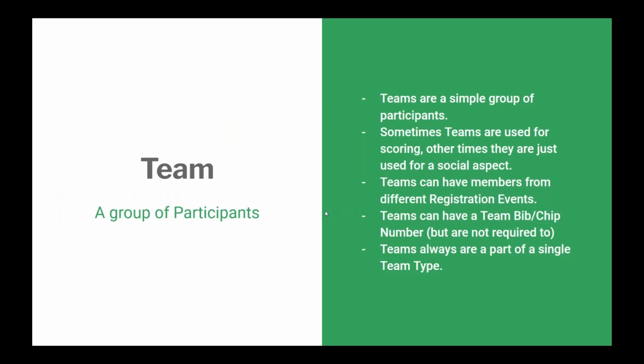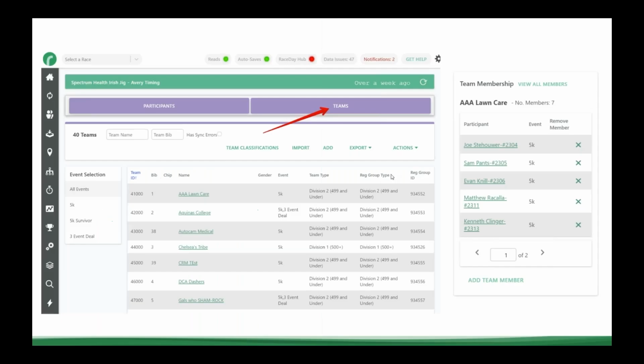So a team is a group of participants. It's a simple group of participants. A lot of times they're used for scoring, other times it's just a social aspect. Obviously in these situations, we are using them for scoring. Teams can have members from different registration events, and they can have a team bib chip, but are not required to. And teams are always part of a single team type.